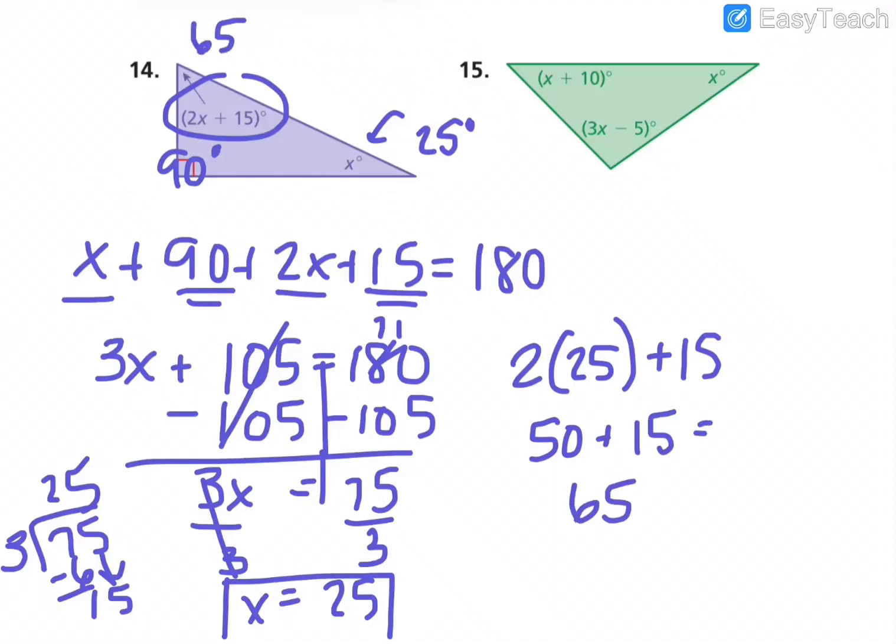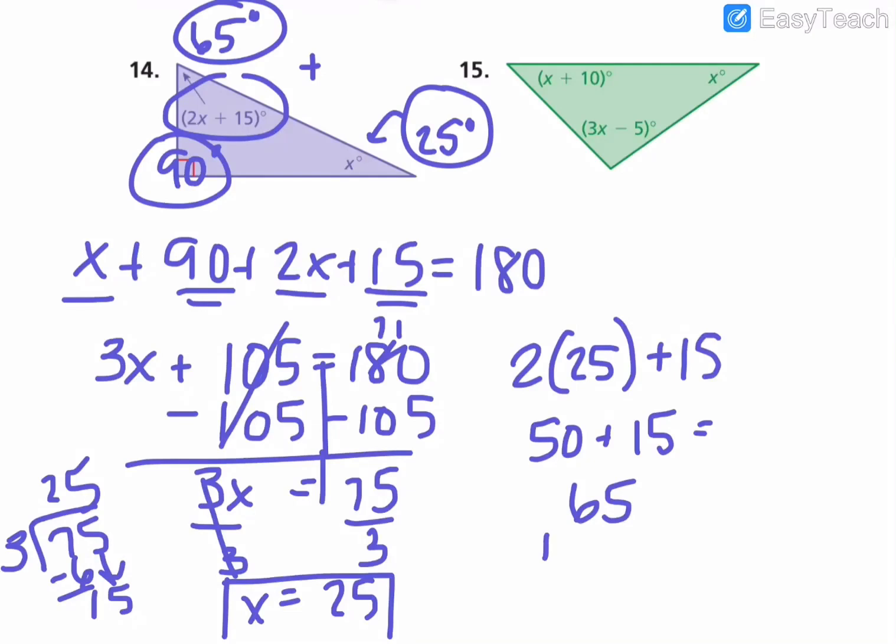And then last but not least, I would always double check to make sure that that equals 180. So basically, since this one's already 90, you just have to make sure that these two add up to 90. 65 and 25. 6, 7, 8, 9. Yep, it does. So 90 plus 90 equals 180. And that's done.